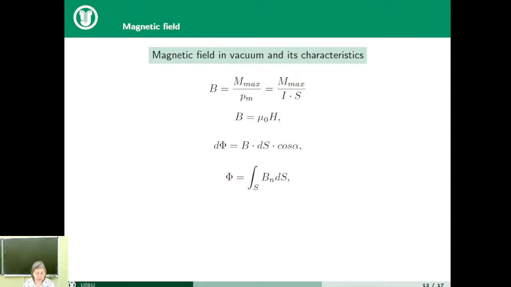Magnetic flux. The flux unit in the SI system is 1 Weber. It is the magnetic flux generated by a magnetic field with induction 1 Tesla that goes through a flat surface of 1 square meter placed perpendicular to vector B.